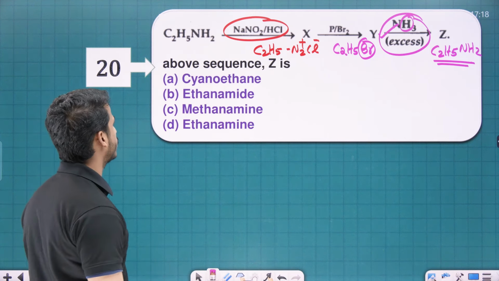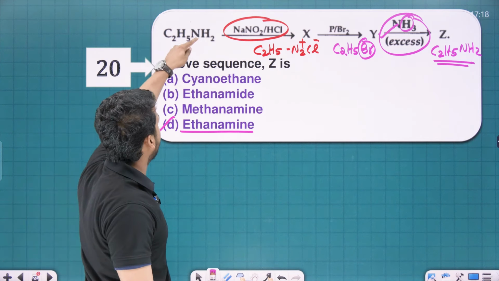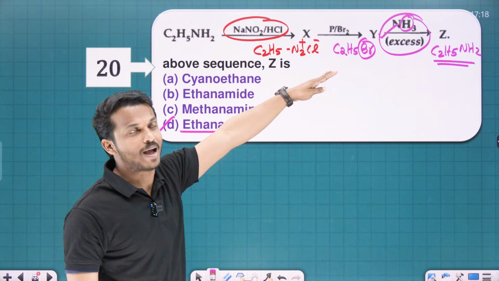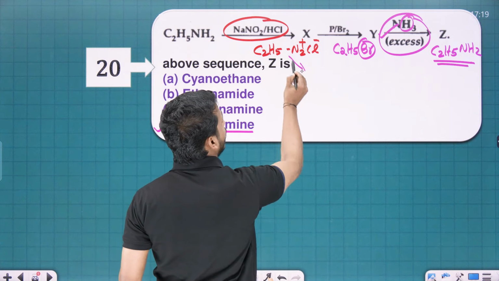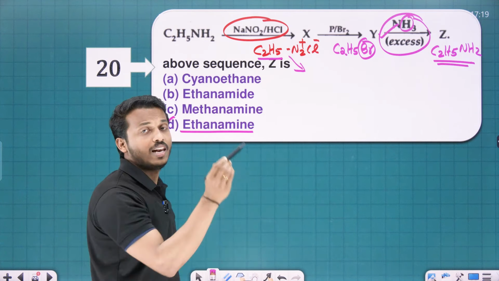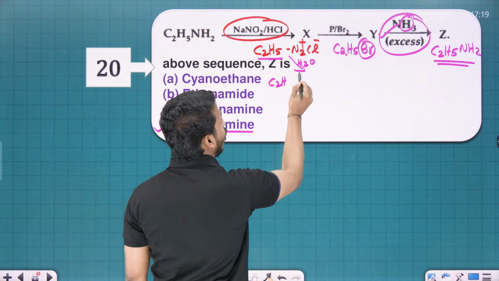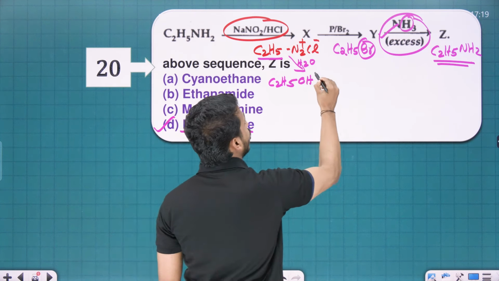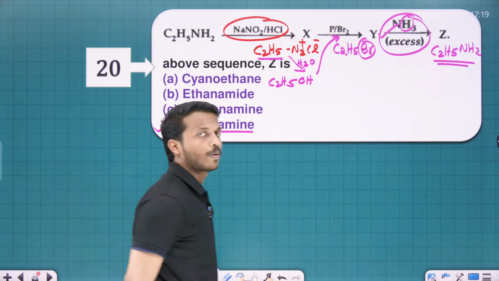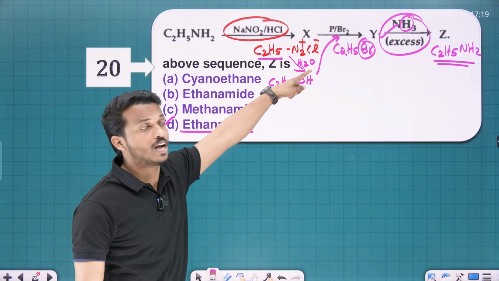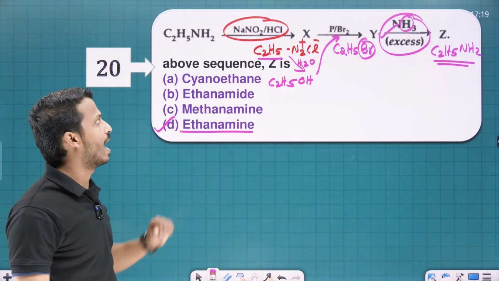So C2H5NH2 is ethanamine. We started with ethanamine and got ethanamine back. Ethanamine on diazotization gives a diazonium salt. Aliphatic diazonium salts are highly unstable, so it immediately reacts with water to form alcohol. This alcohol reacts with bromine and phosphorus to give bromoethane, then ammonolysis gives the primary amine. This step is from the haloalkane chapter: alcohol reacts with bromine and red phosphorus to give haloalkane.